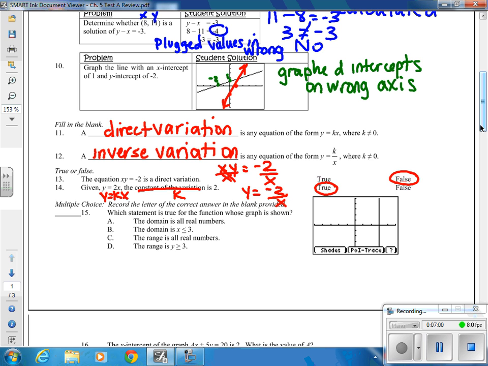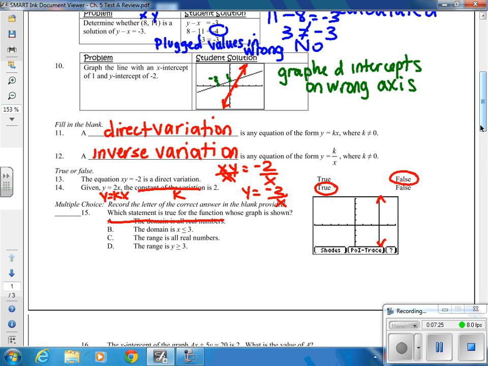For number 15, which statement is true for the function whose graph is shown? This is the line, the one that I'm putting arrows on, that you're considering, and your choices are A, B, C, and D. Right, if we're dealing with the domain and range, we have to look carefully at each one. For letter A, it says the domain is all real numbers. Domain pertains to the letter x. If you look at this line, they all have the same x values, so there's no way it can be all real numbers. So we have to throw out A.